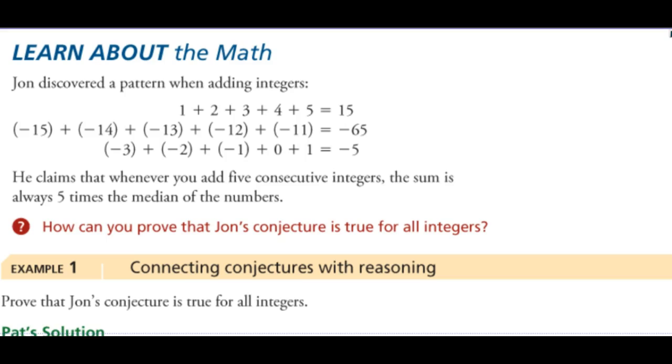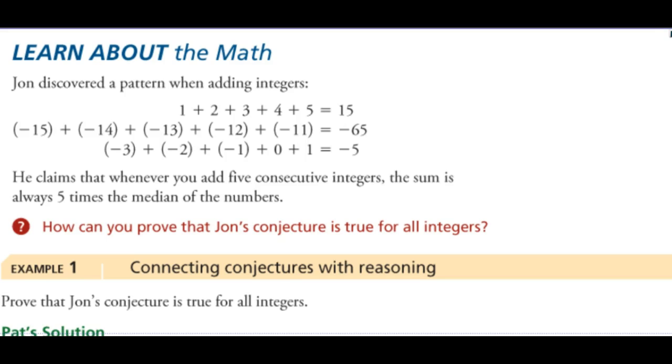Okay? So in this case it says John discovered a pattern when adding integers. He claims that whenever you add 5 consecutive integers, so consecutive is in a row, yeah? He claims that whenever you add 5 in a row, the sum is always 5 times the median of the numbers, so that's the middle of the numbers.